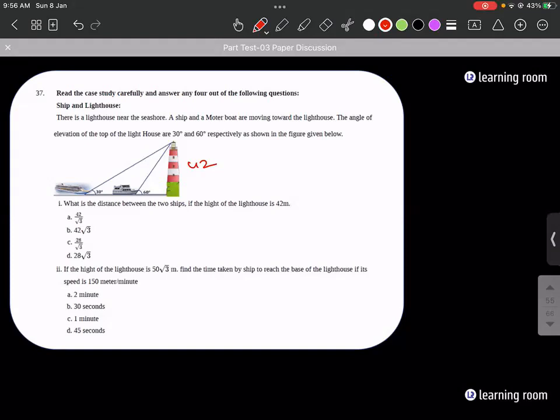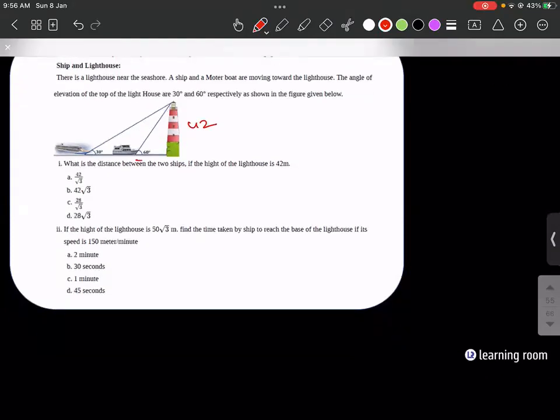See, simple, no? If I take this triangle, with this side as x and this as y, what is 42 divided by x? Tan 60, root 3. So x is equal to 42 divided by root 3. Rationalize it: 42 by 3 into root 3, so I get 14 root 3.